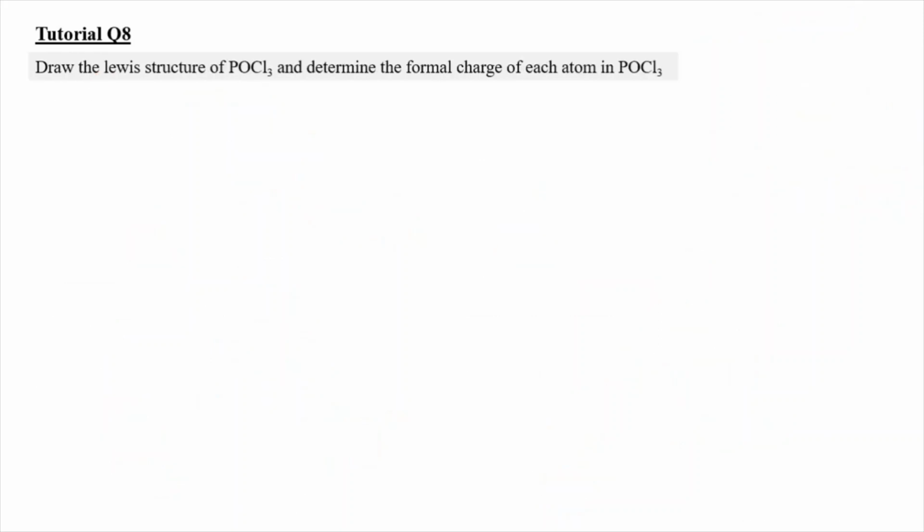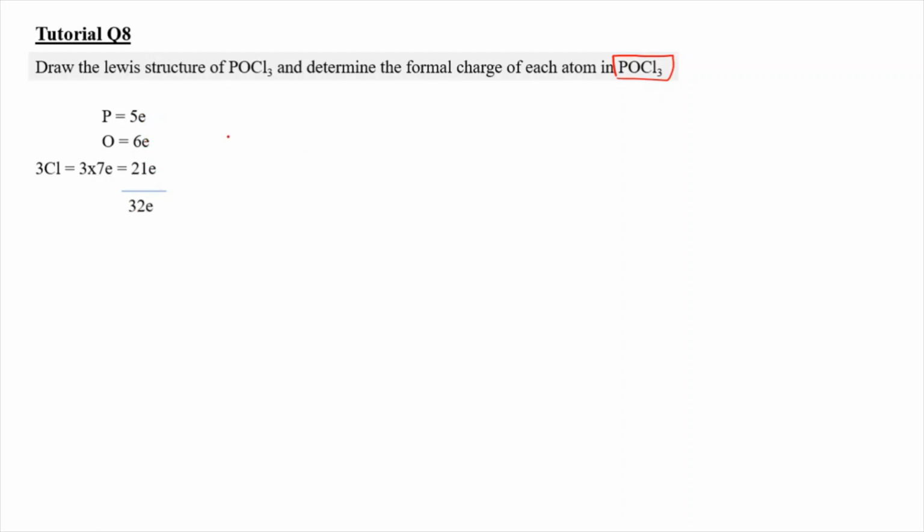Now for tutorial question 8, we have to draw the Lewis structure of POCl3 and determine the formal charge of each atom in POCl3. So, as usual, we need to count the total number of valence electrons first in the POCl3 molecule. Phosphorus will have 5 valence electrons, oxygen 6 electrons, and 3 Cl is going to be 3 times 7, which is 21. The total number of electrons that we're going to get is 32 electrons.